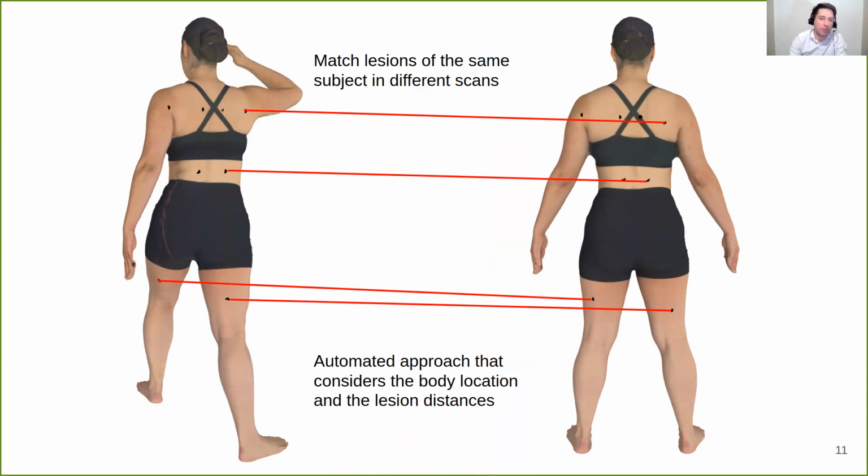And this then we're able to match the lesions of the same subjects across different scans. So here we can see the same subject in two different poses, and our automated approach that we're developing considers both the body location and the lesion distances to do this matching.